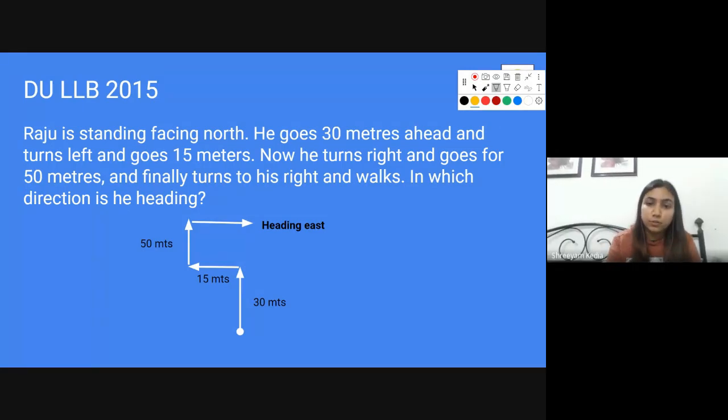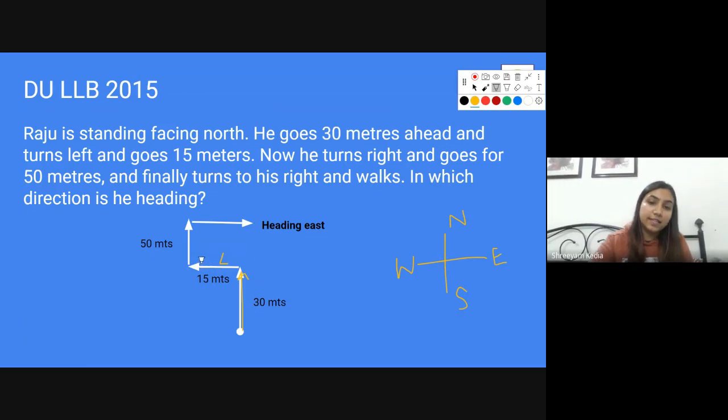Okay. So let's see. Raju is standing facing north. Let's draw our directions here. He's facing north. So he's facing this side and he's gone 30 meters. So this is our 30 meters that he's gone. From here, he turns left. So he's turned towards his left. This is his left side. And he's gone for further 15 meters. So these are the 15 meters.